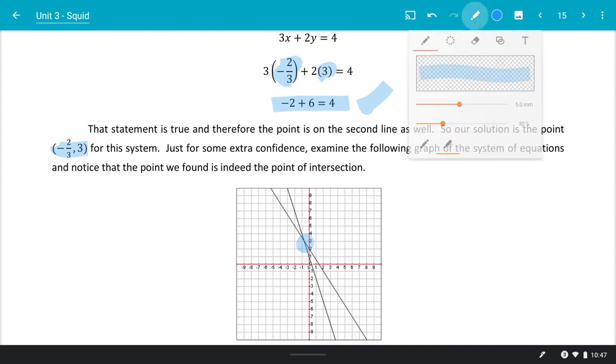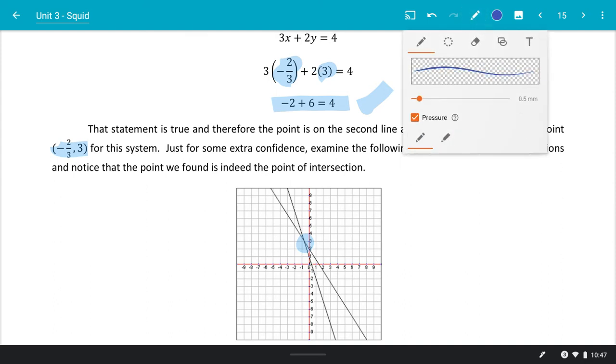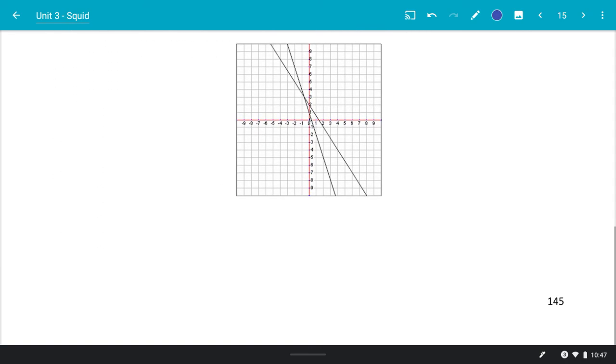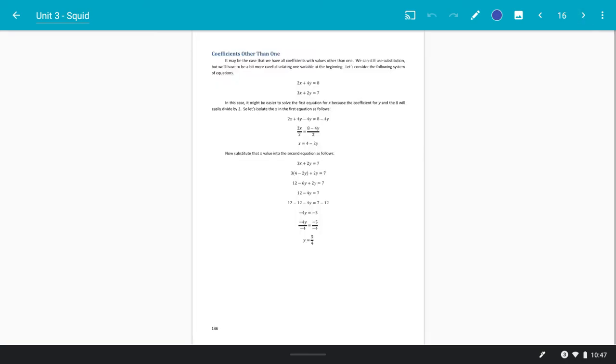Now, going back to what we talked about with graphing being the least exact method, we'd have to estimate that, and we couldn't come up with a good estimation of that point of intersection. That's why doing it algebraically works so much better.